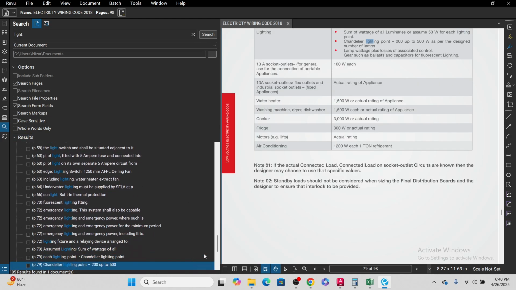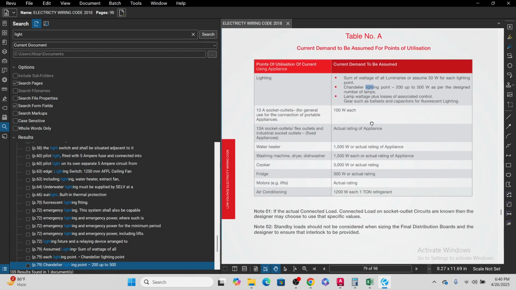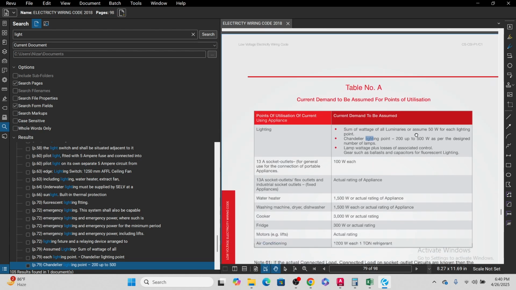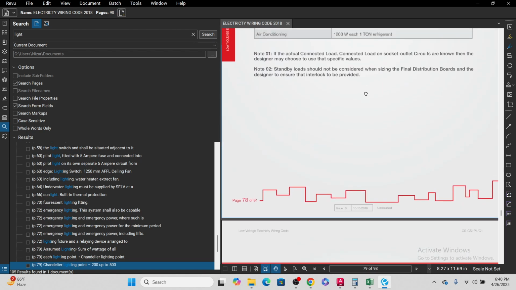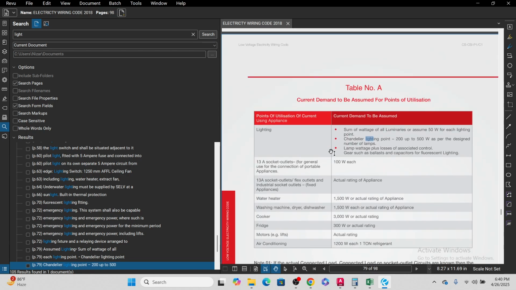Let's type load. Everything is available here. Table number, let's remember the page number 78. So this is the lighting current demand to be assumed: sum of wattage of all luminaires, or assume 50 watts for each lighting point. Chandelier lighting point 200 up to 500 watts, so we have to go with the maximum one. Lamp wattage plus losses of associated control.